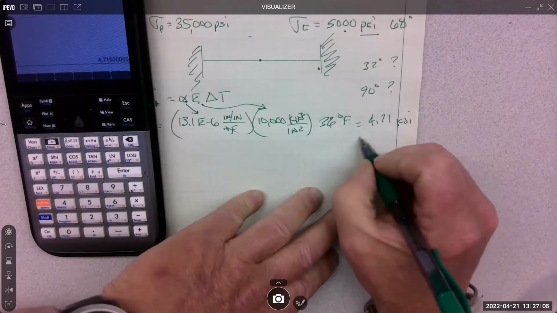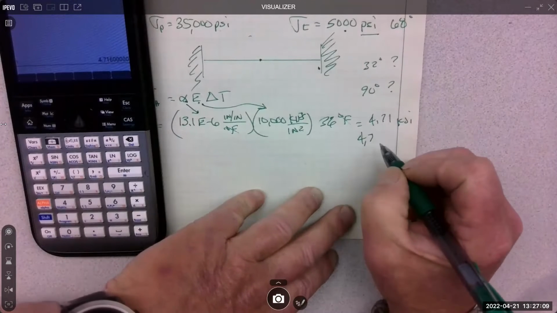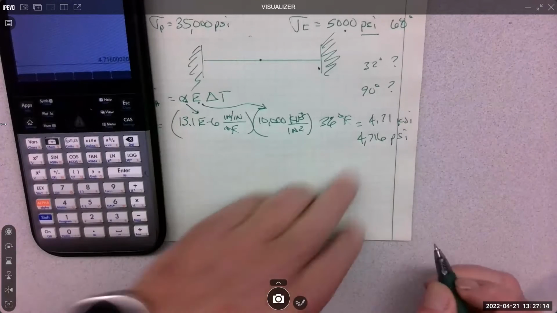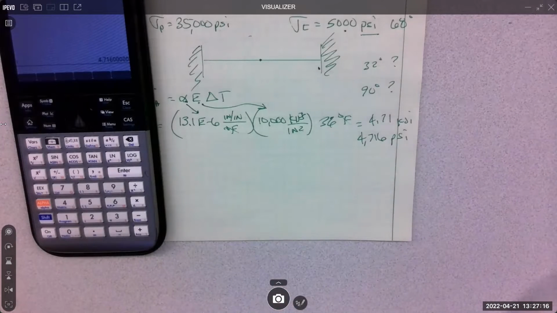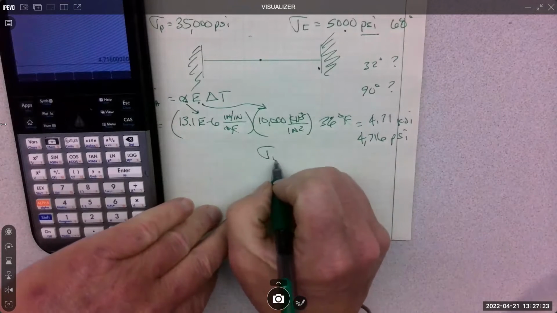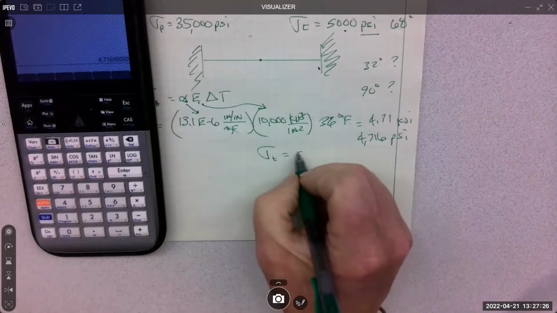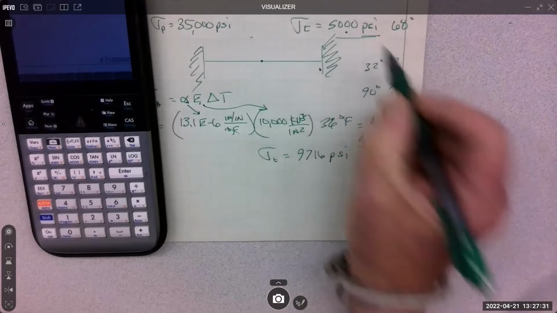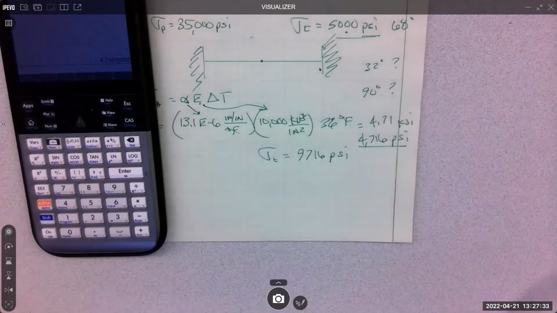KSI, so that is 4,716 PSI. Right? And then we add that to the 5,000 to get a total tensile stress of 9,716 PSI. Just adding that to that. Yeah, inch per inch is not a unit. Kind of hanging out.